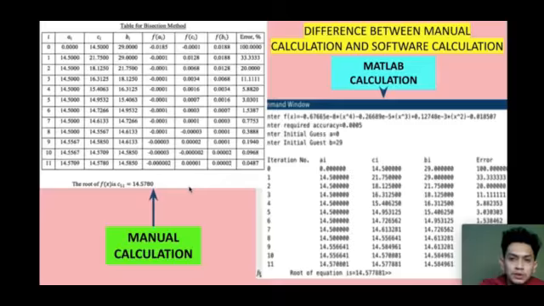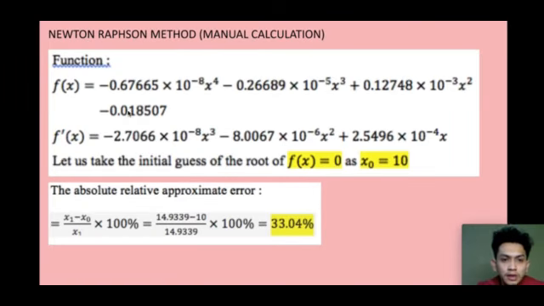Next, this is the Newton-Raphson method. This is the function, and then we differentiate it to get the f'(x) function. We guess the initial value, where f(x) equals 0, as x0 equal to 10. The absolute relative approximate error is the same as the previous one.